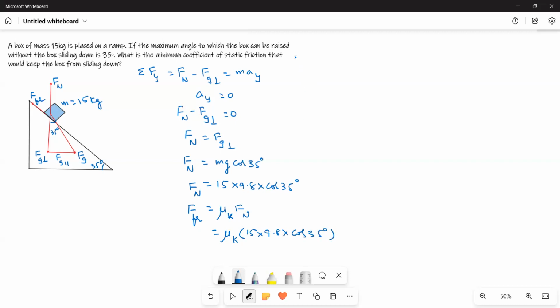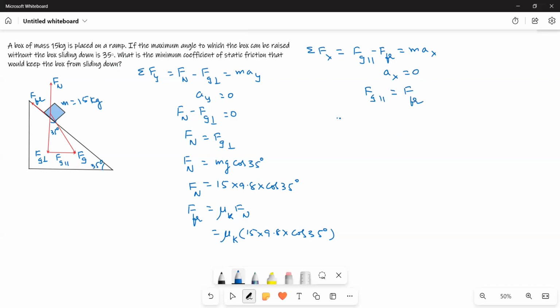Now we will write the x direction forces. Sigma Fx is equal to Fg parallel minus F friction is equal to m Ax. But the object is in static equilibrium, so Ax is equal to 0. That implies Fg parallel is equal to F friction.